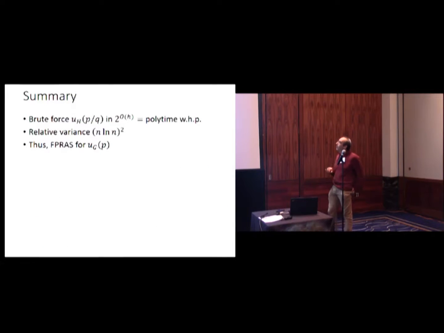All right, so that's the end, right? We brute forced the computation of UH of P over Q. It has a small relative variance. Thus, we have a fully polynomial randomized approximation scheme for the unreliability.